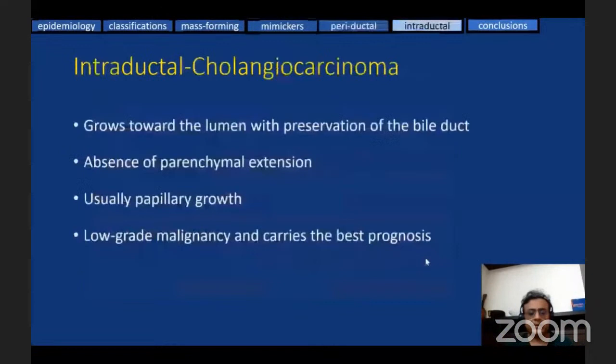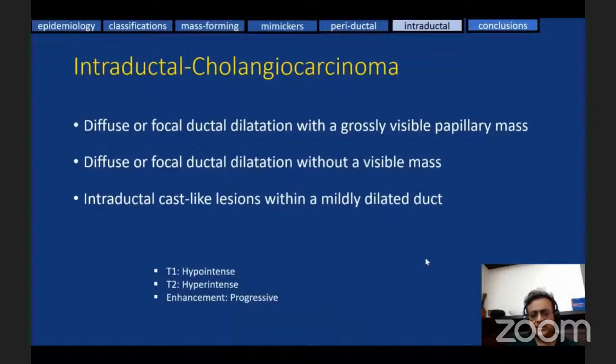Move on to the third type of cholangiocarcinoma, the intraductal cholangiocarcinoma. This usually presents like a polyp, has a papillary growth in the lumen of the bile duct, and there is no parenchymal extension. This one has the best prognosis because it does not invade the liver parenchyma. In clinical practice, you encounter them as focal or diffuse ductal dilatation with or without a papillary mass, and sometimes as an intraductal cast-like lesion within a mildly dilated duct. They have the signature of cholangiocarcinoma. Know how it looks like.